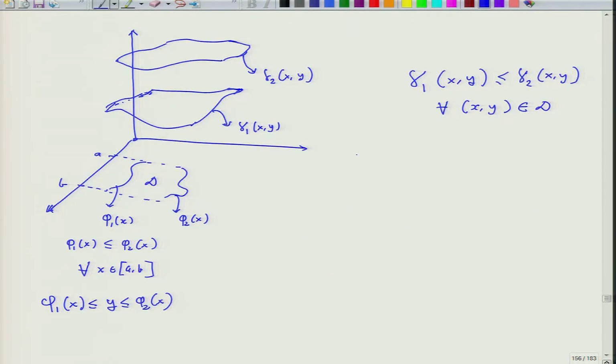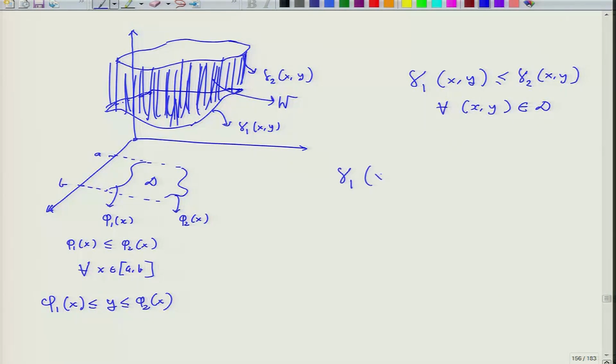we are now concerned with those z's which are lying between the surfaces. So this is the zone that I am concerned about, and that is the volume over which I want to now integrate. This is my W. So basically I am now concerned about gamma 1(x, y) less than z less than gamma 2(x, y). So we are only considering those x, y, z which lie between these two. So we have now defined the region as follows. So finally this region W is defined as follows, and I can put it in a box.